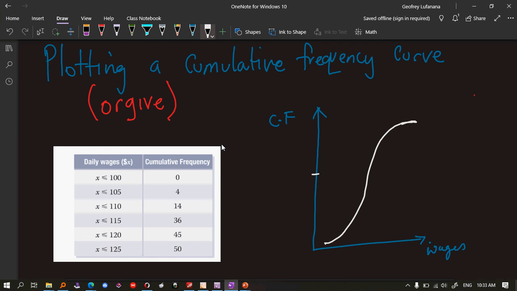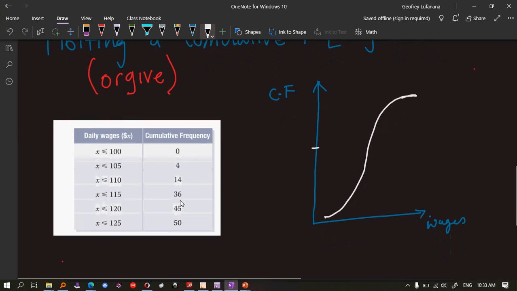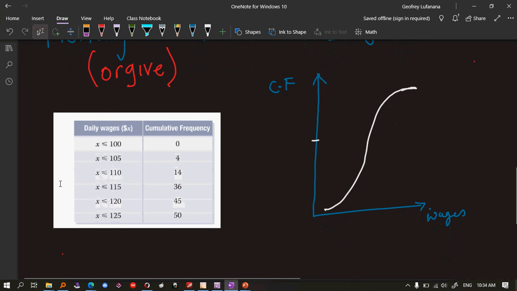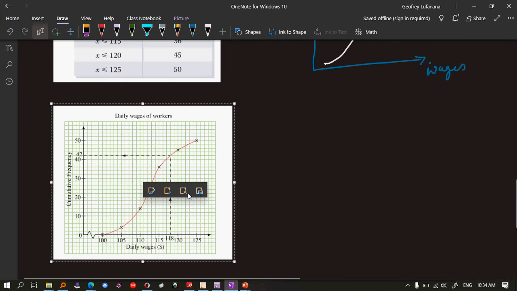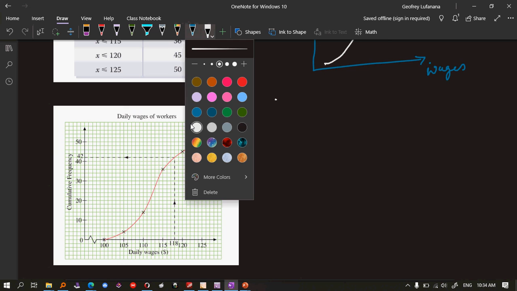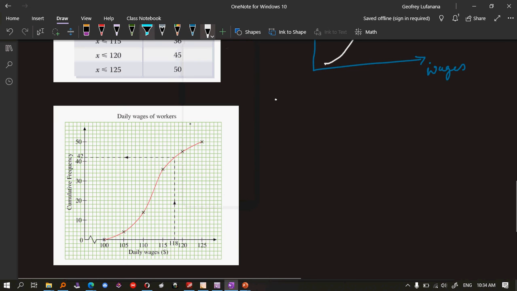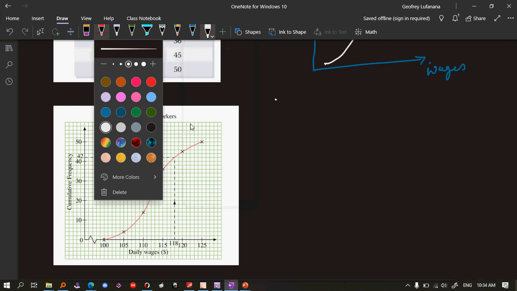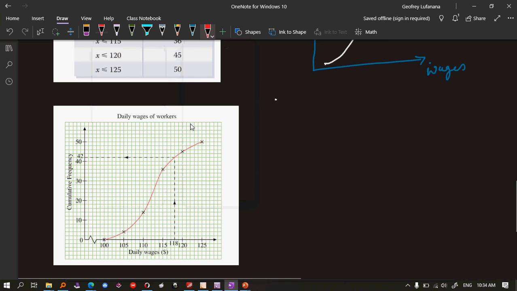Okay, so how does the graph for this data look? I already have it pre-plotted, so it will be like this. Now we want to look at it and analyze it. So we have daily wages. It's very important for every graph to have a heading or a title. So over here we have daily wages. That's our title. Always make sure your graph has a title.